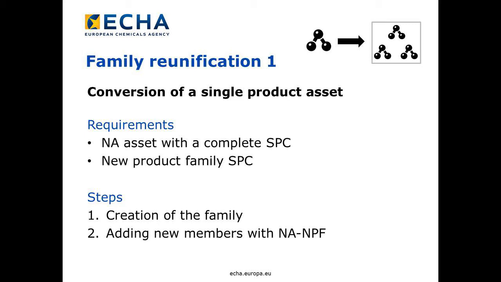It is important to remember that if an application migrated from R4BP2 has not been authorized yet, and you only have a case in R4BP3, your authority will need to approve it first, so an asset will be created from which you will be able to start the family reunification. You can extend the family, creating member SPCs and applying for a notification of family member in R4BP3.